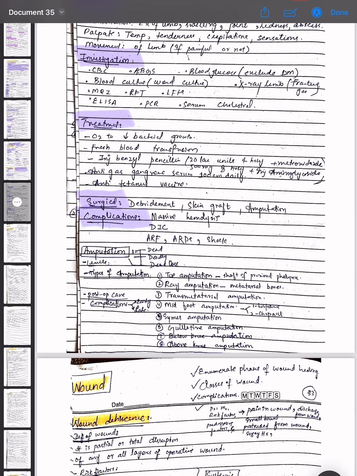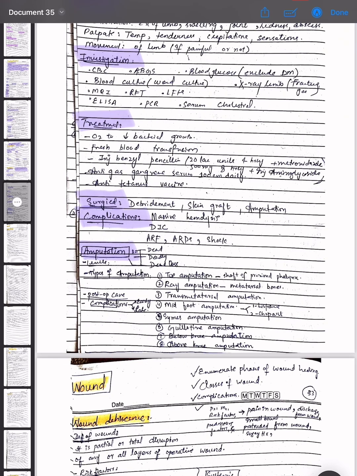What is amputation? How is amputation done? Amputation is done for dead and deadly tissue. What are the types of amputation? These are toe amputation, ray amputation, transmetatarsal amputation, midfoot amputation, Syme amputation, Guillotine amputation, below knee amputation, and above knee amputation. Post-op care and early and late complications of amputation should be read from the book.